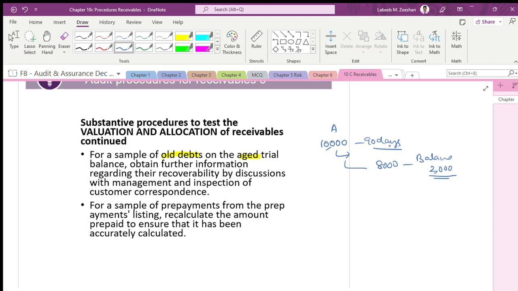For a sample of old debts on the aged trial balance, obtain further information regarding their recoverability by discussion with the management and any customer correspondence.